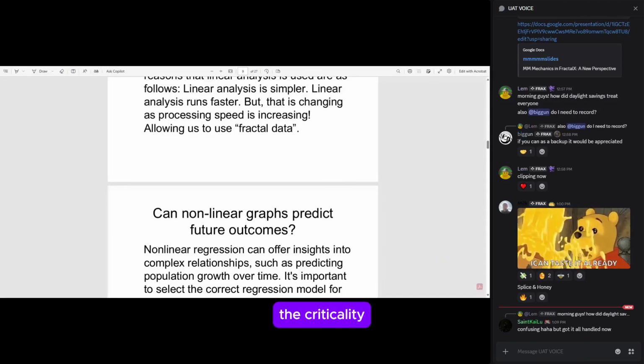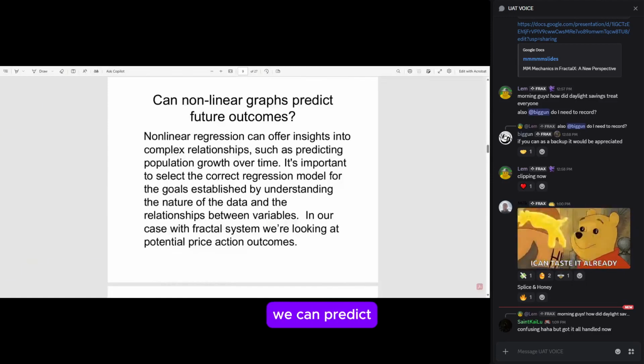So the criticality here is, can we predict the future? If we can predict the future, or some semblance of it, being good enough, being close, we don't have to be perfect. If we can predict it generally, then we can win and we can make money. So can the nonlinear graphs predict future outcomes?